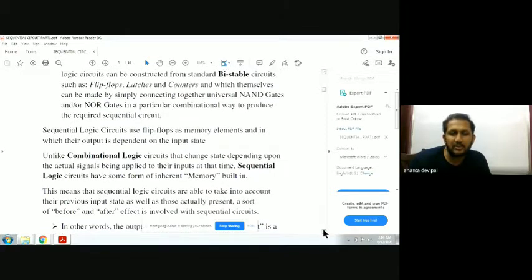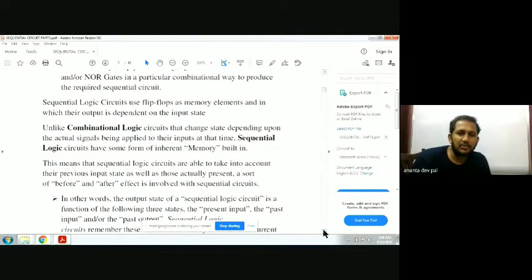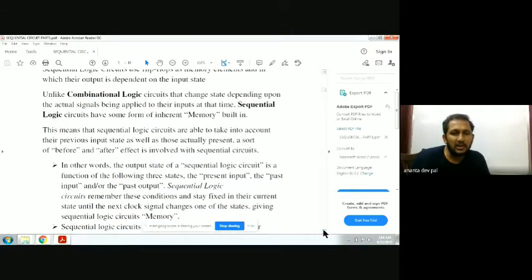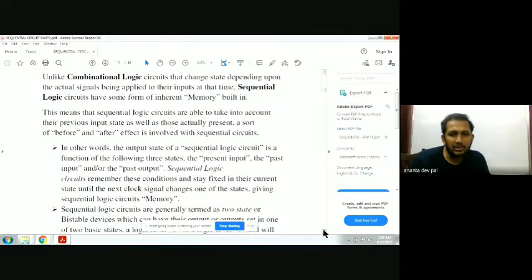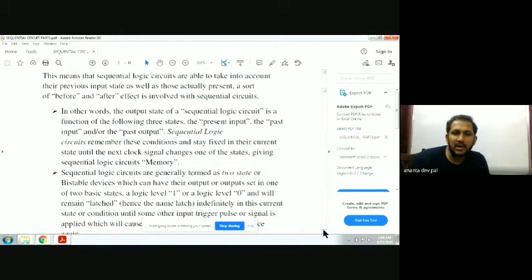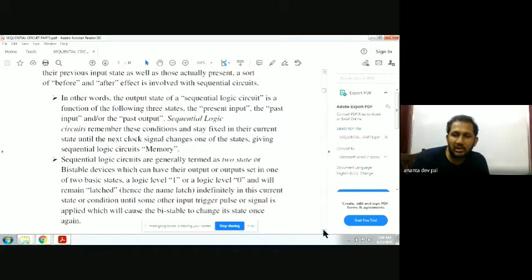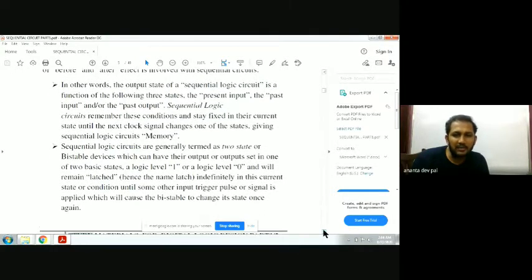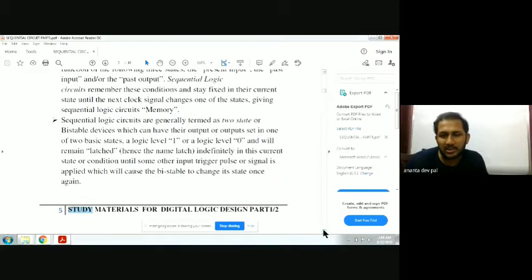Sequential logic circuit has some memory. This means it can store some memory. Sequential logic circuit is based on 3 states: present input, past input, or the past output. Sequential logic circuit is actually a 2-state device. It can store either 0 or 1, level 0, level 1. It is latched between 0 and 1. That's why it is known as bistable.